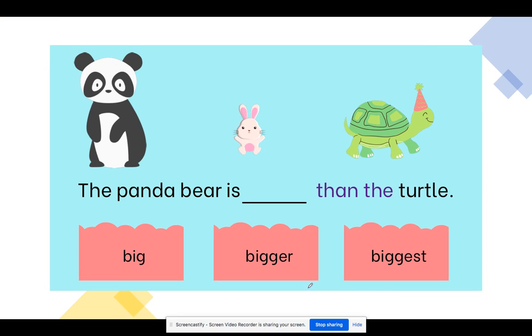Let's try another sentence. The panda bear is blank than the turtle. So again, I'm only comparing two things. I'm comparing the panda bear and the turtle. So let's decide which adjective best fits. The panda bear is big than the turtle. The panda bear is bigger than the turtle. Or the panda bear is biggest than the turtle. Well, if I'm comparing two items, I'm going to add ER. The panda bear is bigger than the turtle.